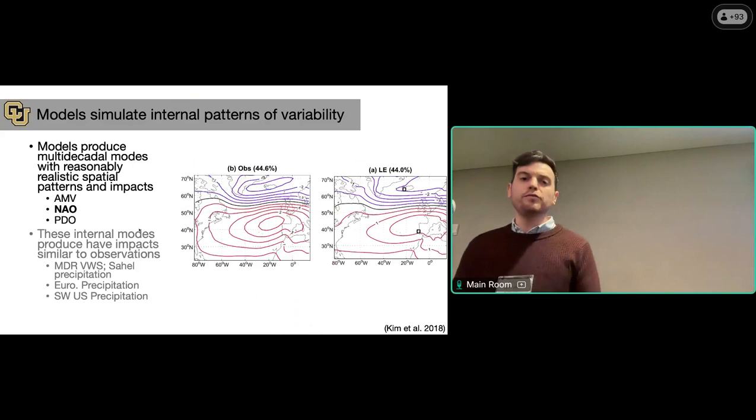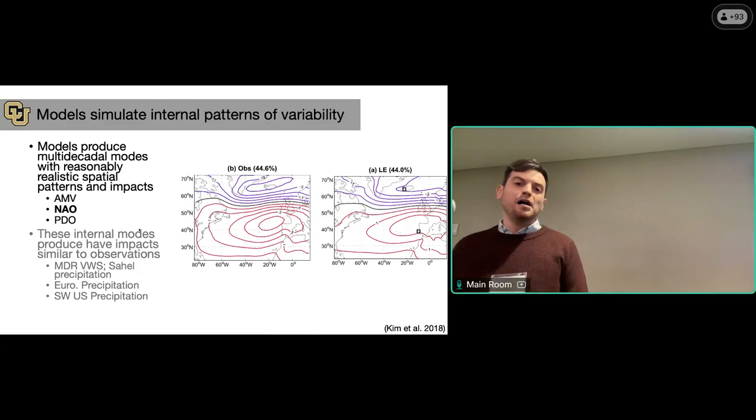Kind of similar story for the NAO. This is the first EOF of sea level pressure in the North Atlantic. They have a similar spatial pattern. They explain similar amounts of variance between models and observations. You might have small complaints like the centers of action that are slightly displaced, but overall, models are producing something that looks like an NAO.